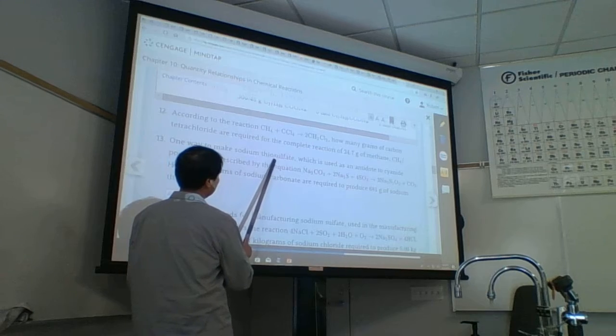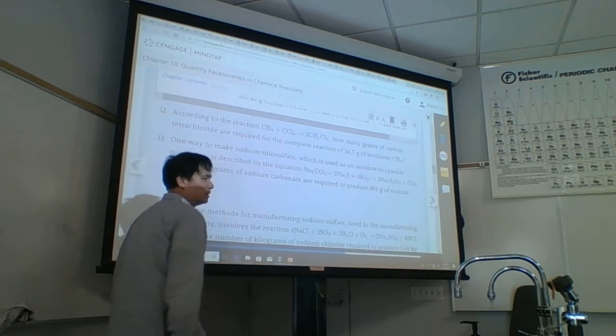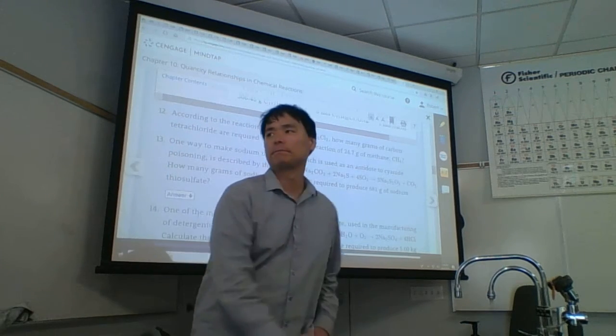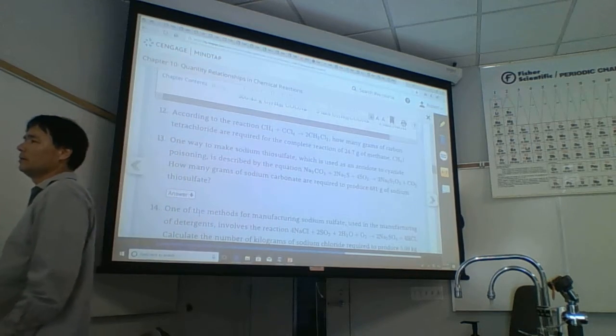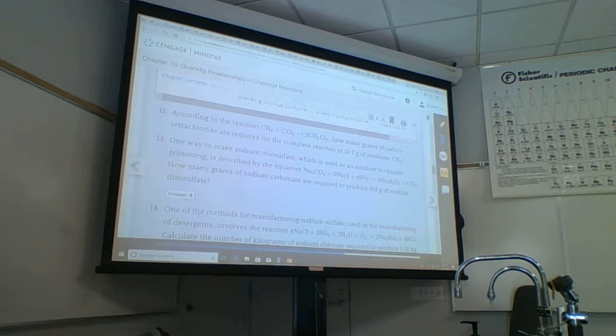Sodium thiosulfate, you know what the formula for thiosulfate is? Actually, I asked that. What does thio mean? Does anybody remember? Thio means replace oxygen with sulfur. So this is sulfate. Thiosulfate is replace an oxygen with a sulfur. S2O3, charge 2 minus. S2O3 2 minus.